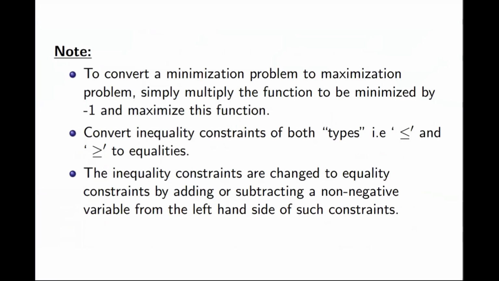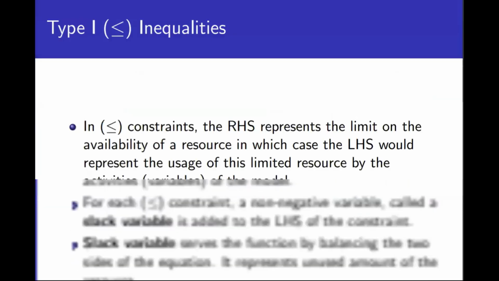Notes: to convert a minimization problem to a maximization problem, simply multiply the function to be minimized by -1 and maximize this function. Convert inequality constraints of both types to equalities. The inequality constraints are changed to equality constraints by adding or subtracting a non-negative variable on the left-hand side of such constraints.